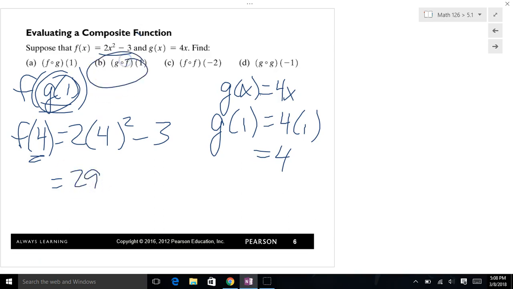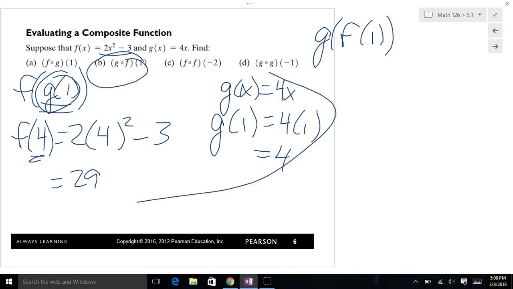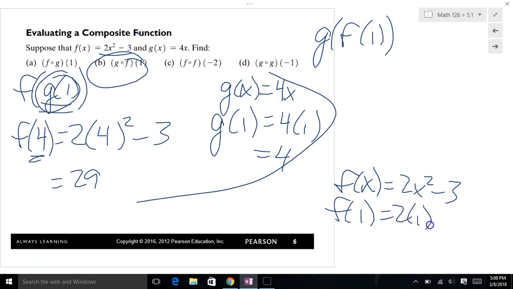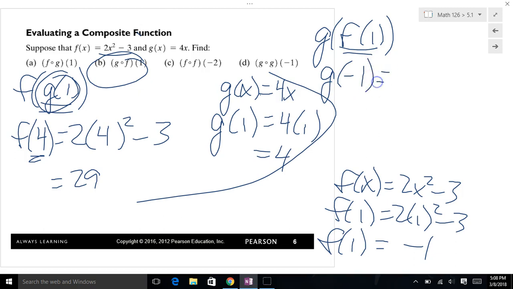Okay, let's do this one, g of f of 1. First I'm going to go to the side and find f of 1. Well, f of x is 2x squared minus 3. Find f of 1: 2 times 1 squared minus 3, so we get negative 1. So f of 1 is negative 1, so that becomes negative 1. Now I'm finding g of negative 1. So I input negative 1 into g. Well, g of x is 4x, so I get 4x, but what goes in? That negative 1. So this ends up being negative 4. And that's how you're going to work these.